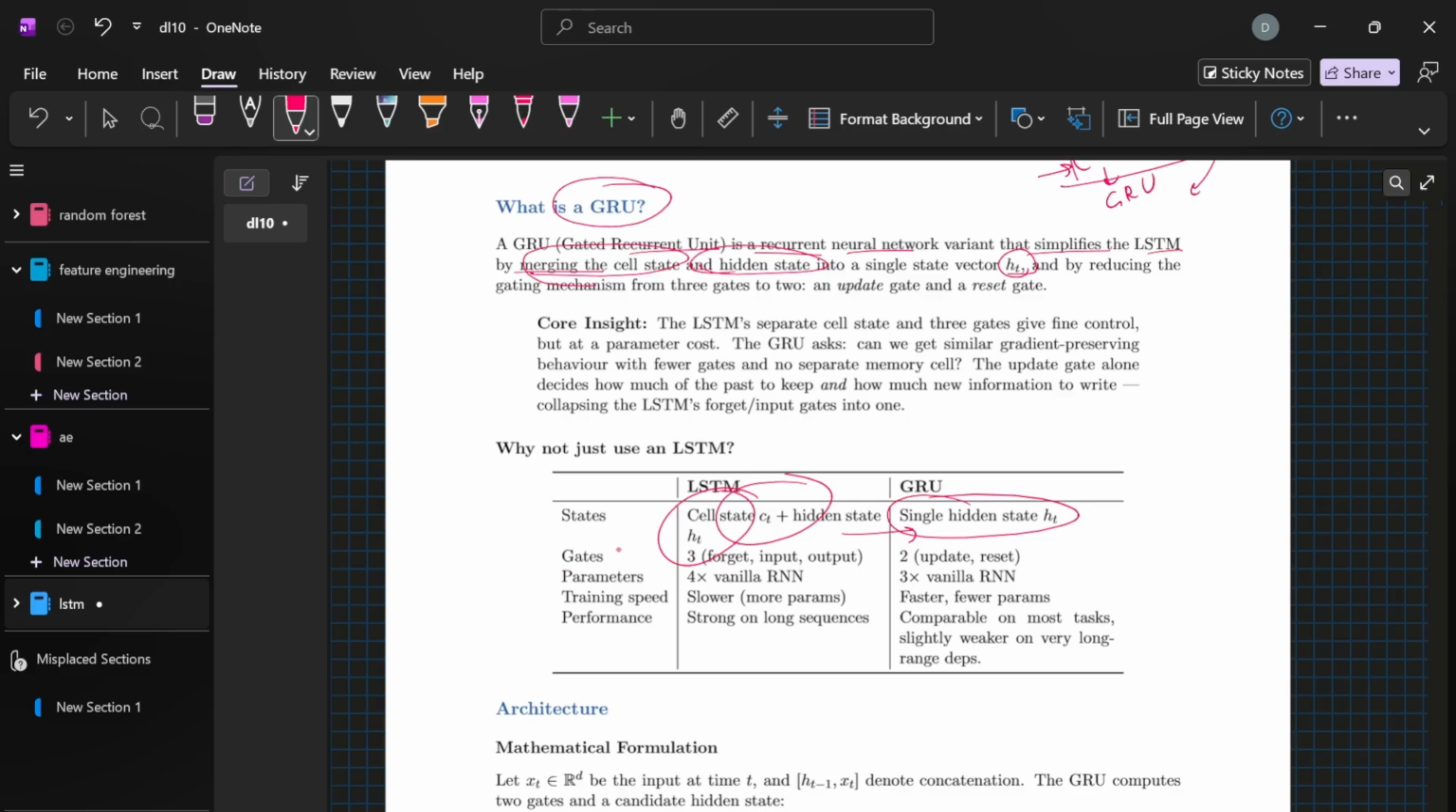Secondly, it reduces the number of gates from 3 to 2. Instead of the forget gate, input gate, and output gate, you have only two gates. One is the update gate, and the other one is the reset gate.